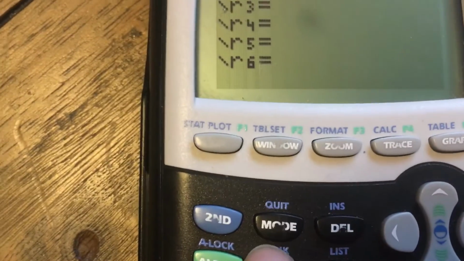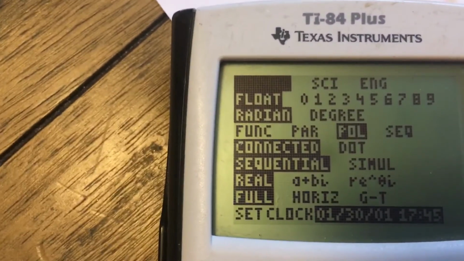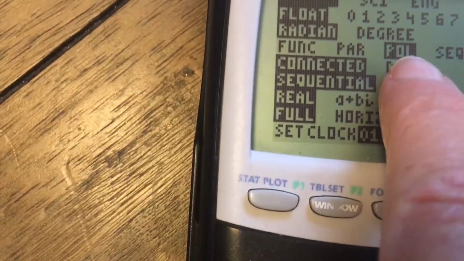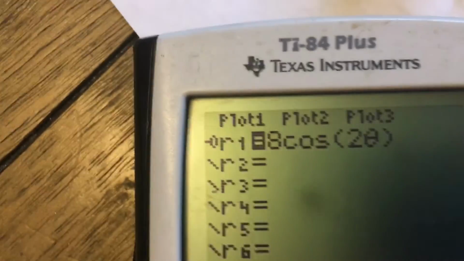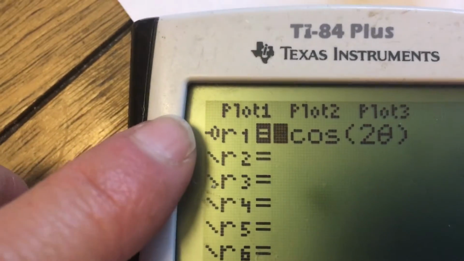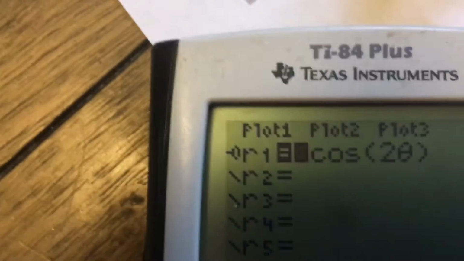Okay, so if you wanted to do this with me, you would have to go to mode right here, and we are now in polar. See right here how it says polar? But I know you guys don't need to do this even if you have a graphing calculator. What I did is I set the function so that, see it has a little ball right here? So it actually shows the rose graphing.